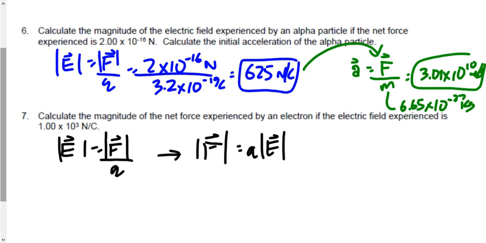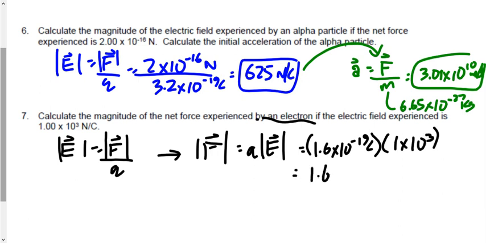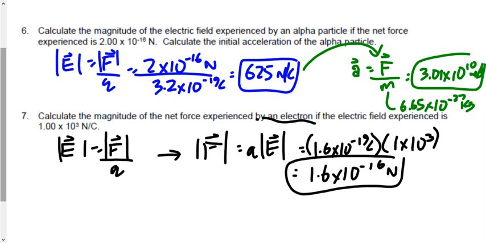We don't know anything about the producer, what its charge is. If we did, then we could use kQ1Q2 over R squared to find the force, but we don't. All we have is the charge of the experiencer, which we're dropping the sign of, and we have the electric field strength experienced, 1 times 10 to the 3. So we get a force that's 1.6 times 10 to the negative 16 newtons. I think that's what I got. Yeah. Is that okay?